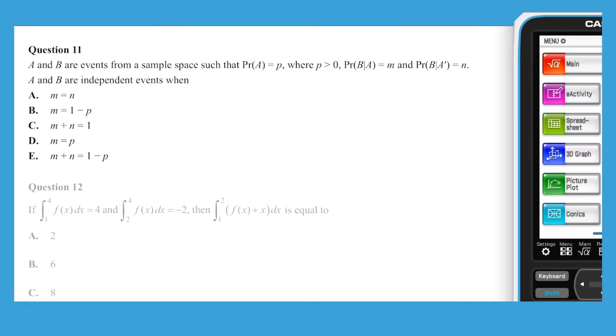of B is unaffected by the occurrence or otherwise of A. That means that probability B is equal to probability B given A, and also equal to probability B given not A. This means that M equals N, and so the answer is A.